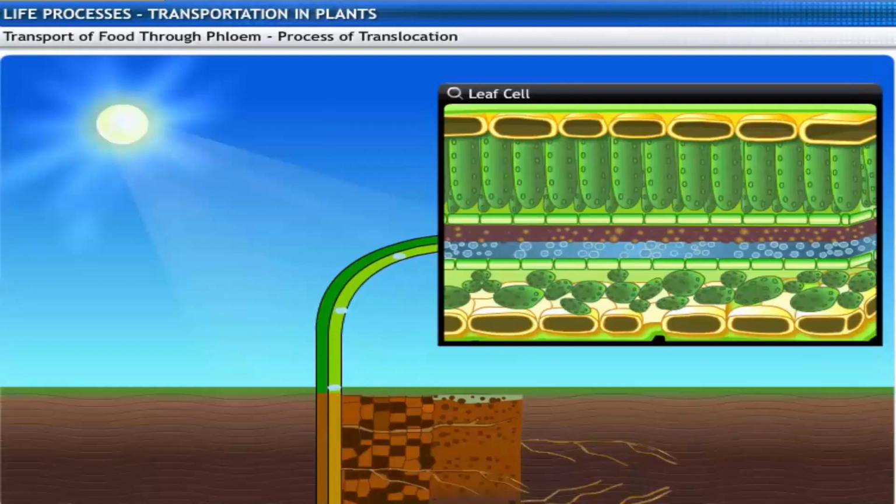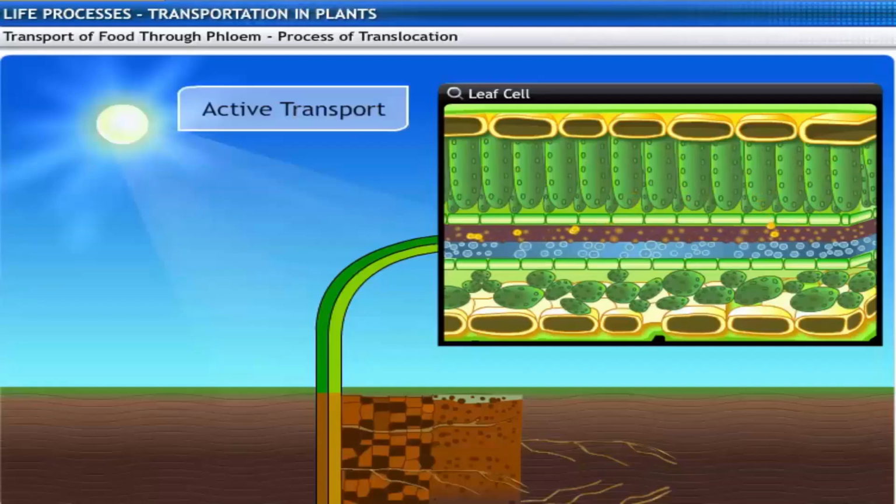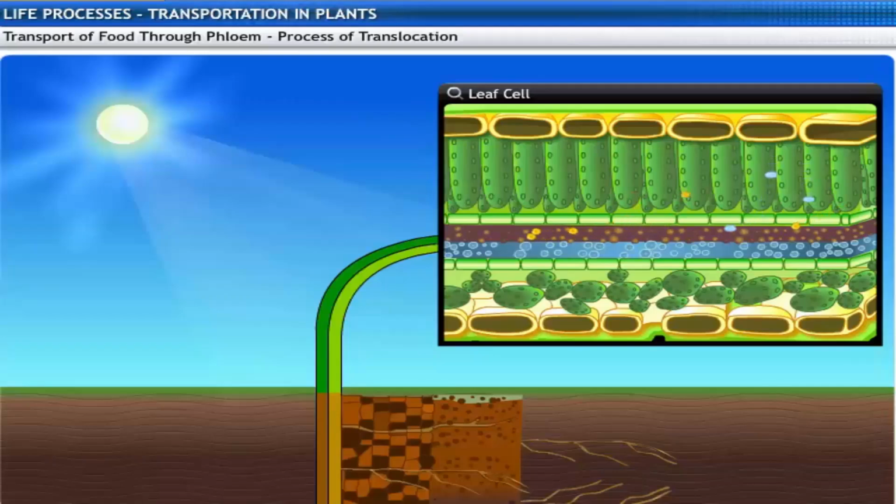Some water molecules move into leaf cells by osmosis. Glucose molecules in the leaves are transferred to phloem tissue using energy from ATP. This process is called active transport. This high concentration of sugar in the phloem causes water to move from adjacent cells to the phloem by osmosis.